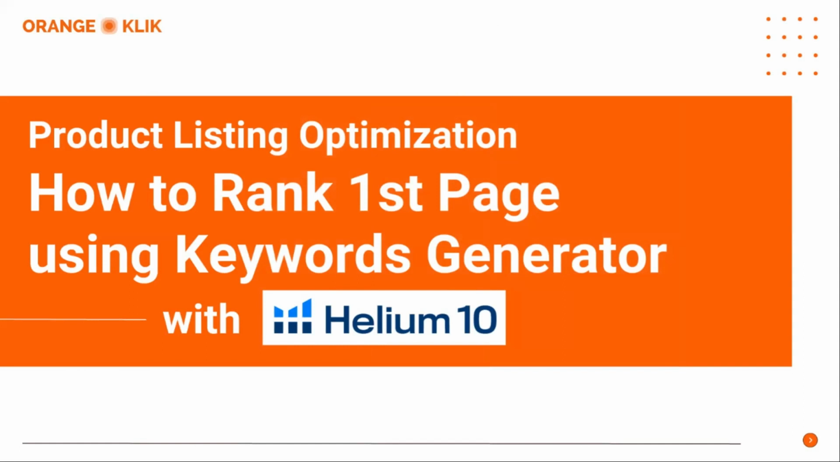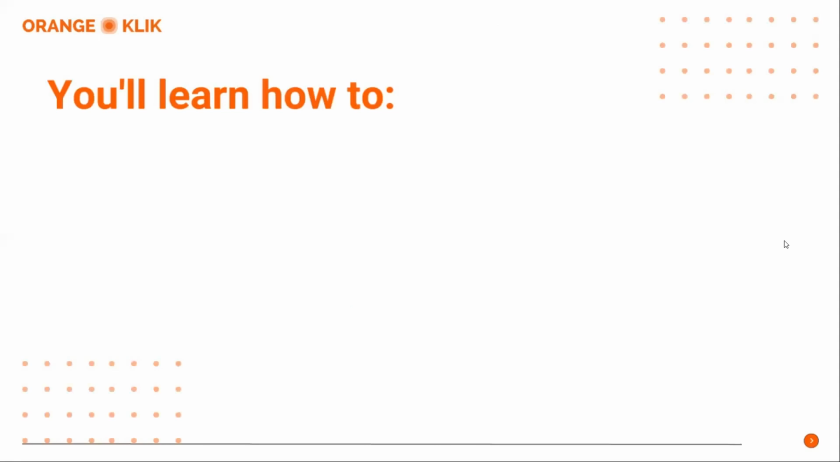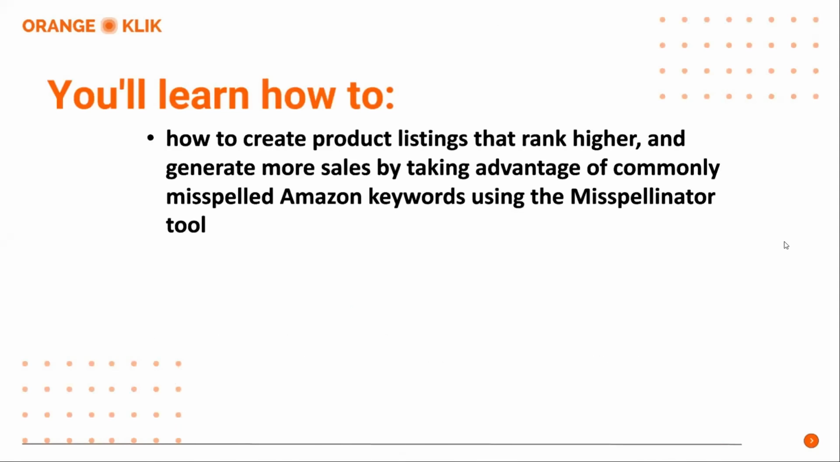Hi, my name is Nikki and I'm from Klik, and today we are going to show you how to create product listings that rank higher and generate more sales by taking advantage of frequently searched for but commonly misspelled Amazon keywords by using a very efficient misspelling generator called Misspellinator from Helium 10.